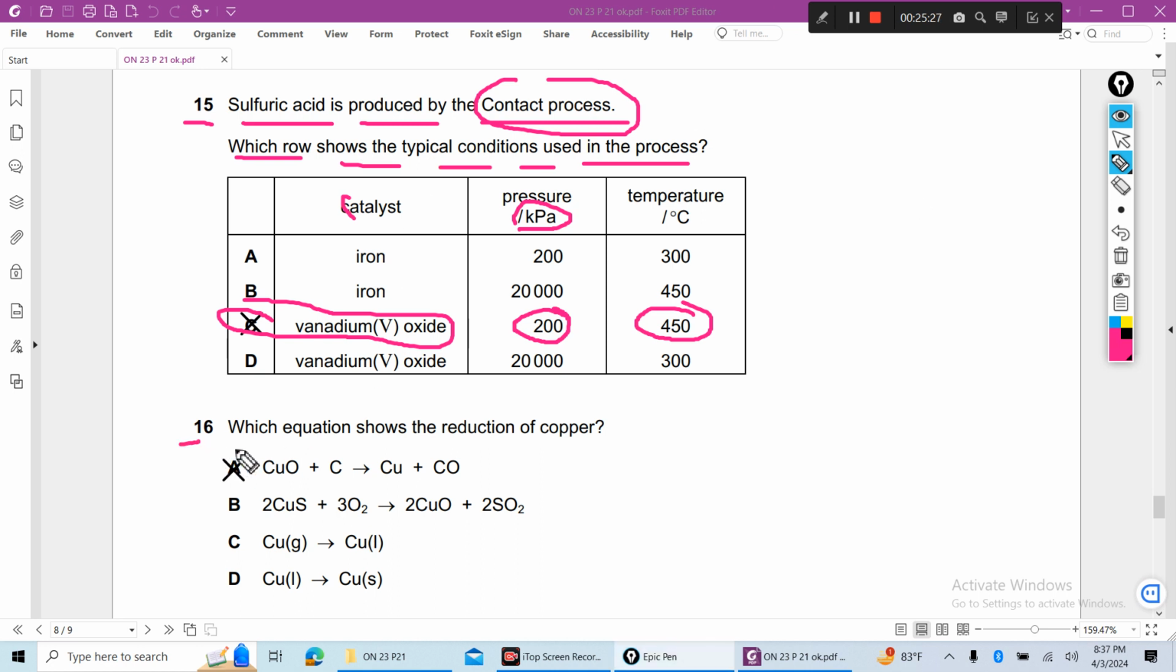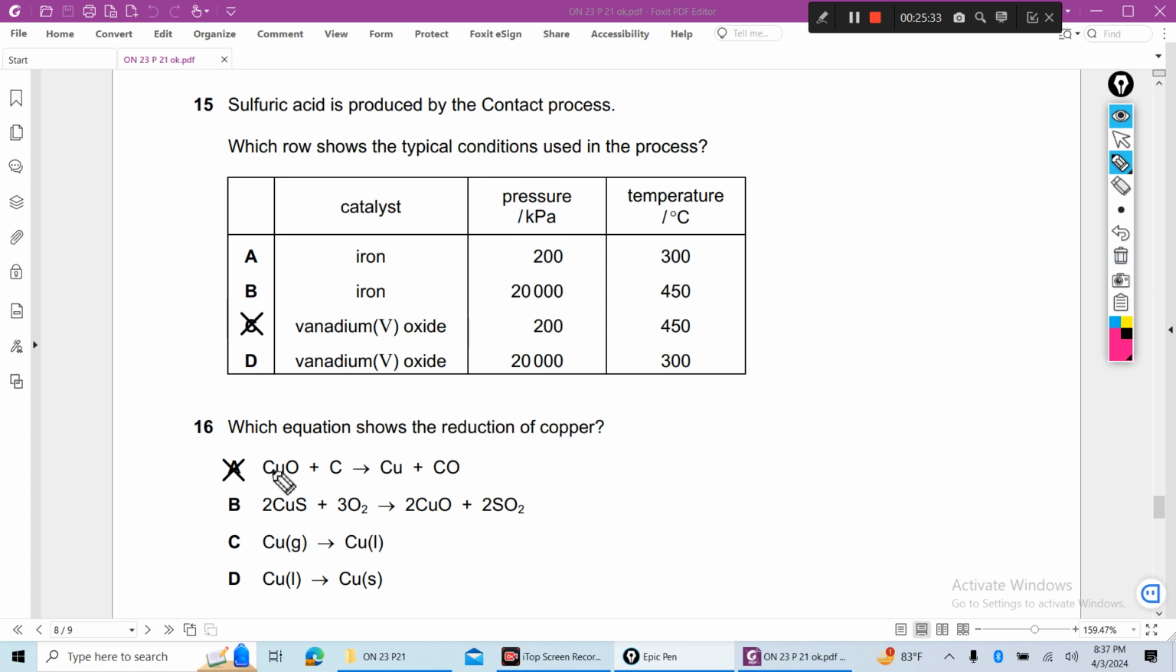Now 16, which equation shows the reduction of copper? You see here copper 2 plus, here copper 0. So the answer will be A, because copper(II) oxide is reduced to copper, the oxidation number decreases from +2 to 0. Copper is reduced. But here copper +2, here +2, same, not reduced. Here 0 and 0, same. Here copper oxidation number 0, here 0, same. So the answer will be A.